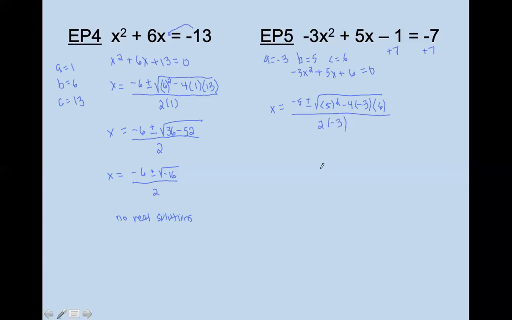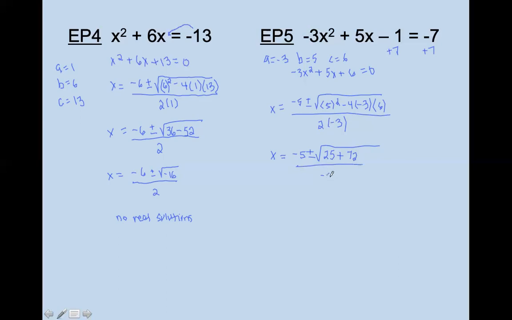All right, now we need to simplify all that. So I've got my -5 out in front, plus or minus, I go inside the square root, simplify that. We have 5 squared is 25. And here on this part, if I look, I'm going to have a negative times a negative is going to be a positive. 4 times 3 is 12. 12 times 6 is 72. All over 2 times -3 is -6.